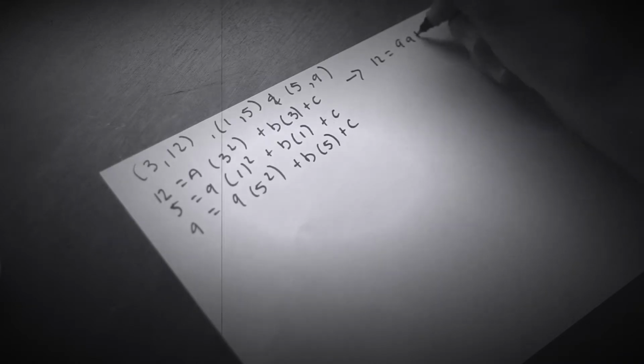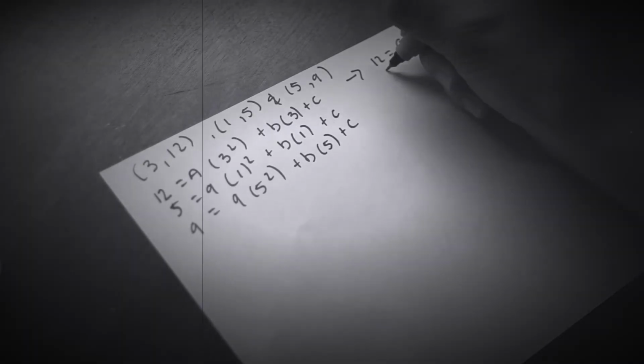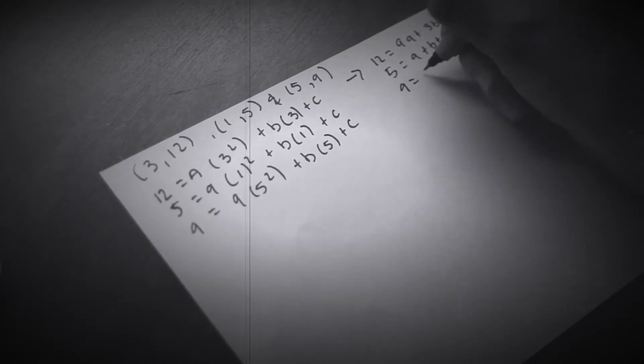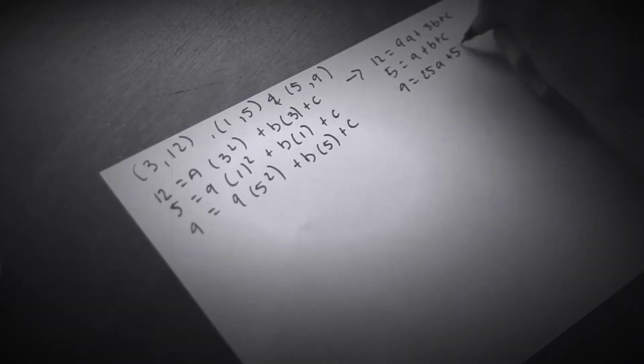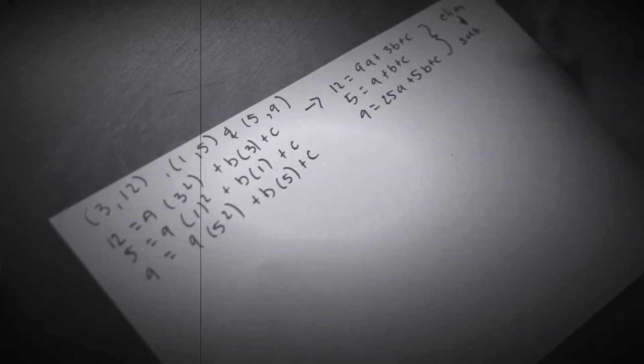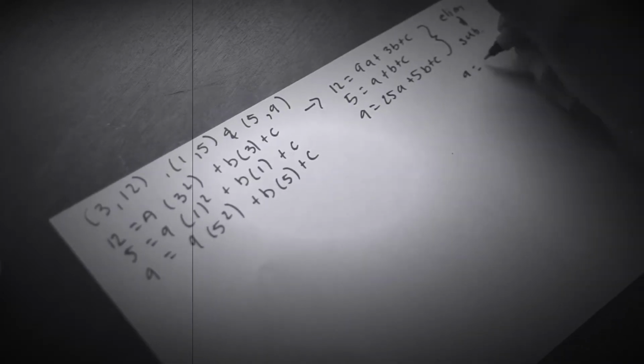Simplified, these 3 equations would be 12 = 9a + 3b + c, 5 = a + b + c, and 9 = 25a + 5b + c. You can solve this system of equations however you wish. Both elimination and substitution work well.